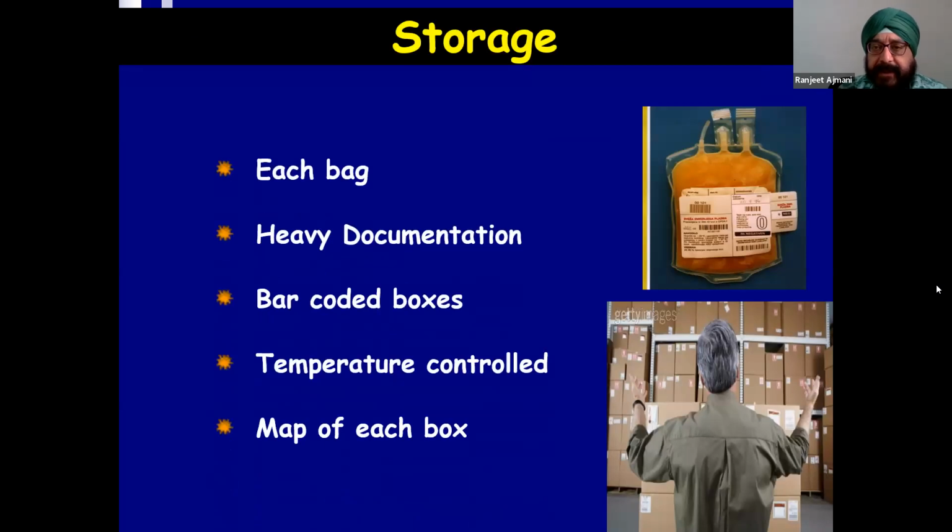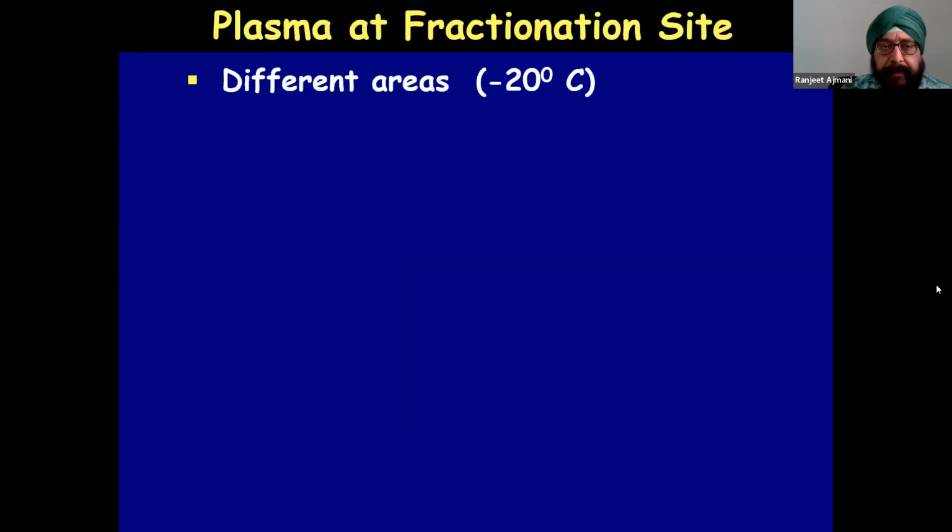So each bag is barcoded. Each bag has very heavy documentation. Each box of these plasma bags is barcoded. Which means there's a barcode on the bag, there's a barcode on the box. So it's a double track. It is a temperature controlled system. And there's a map of each box, which means within that entire system, electronically, a map is available where you can locate which box is on which shelf, on which side, etc. So it's what we talk about today as IT in healthcare. So this is how it is used to do justice to the data tracking.